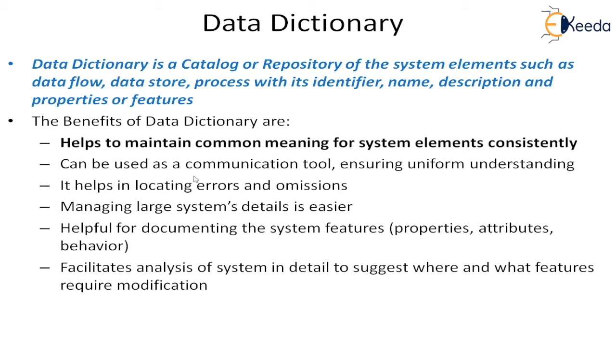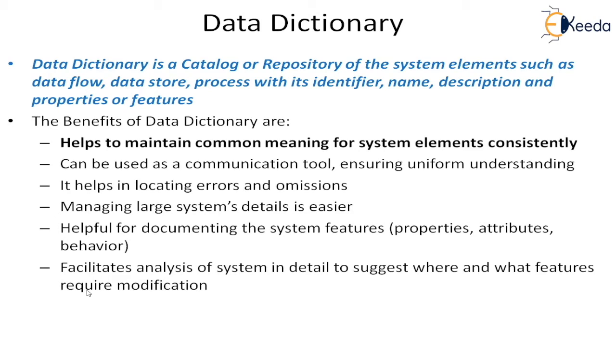It can be used as a communication tool for ensuring uniform understanding, and it helps in locating errors and omissions because we document the data dictionary and save it as a repository. Then it can manage large system details more easily. It is more user friendly. It is helpful for documenting system features like properties, attributes, and behavior. We can use it for documentation because it is already there in the repository, so we can draw from it anytime and document it.